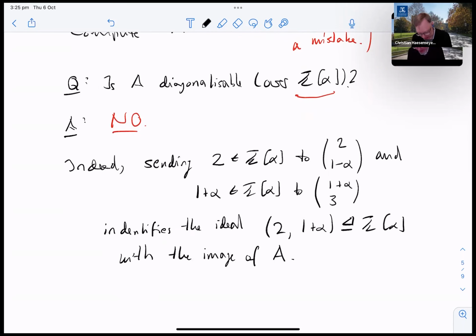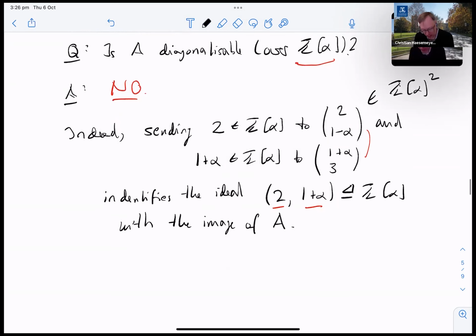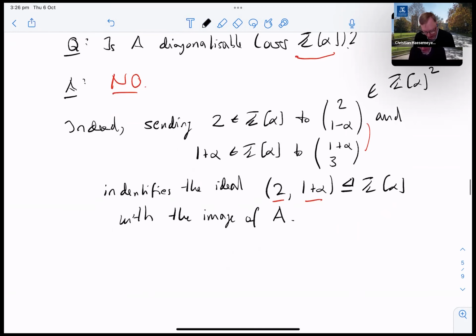So you just have to check that 2 and 1 plus alpha, which are 2 elements in this ring, satisfy some relations. And you have to check that they satisfy the same relations as these 2 vectors. Please note that I'm not claiming that there's a function from the whole of Z alpha to Z alpha squared which restricts to this. That's not true. Okay, so this identifies this ideal with the image of A.